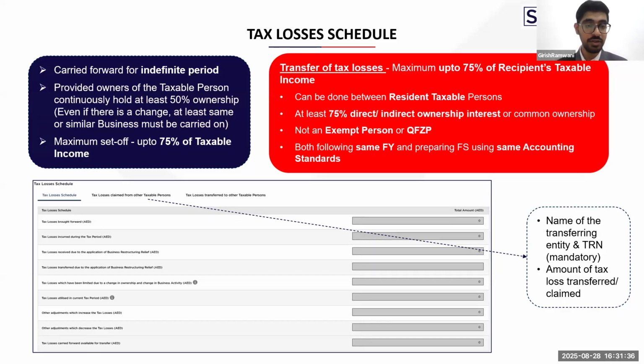In the beside schedule, you'll have to fill the tax losses claimed from other taxable persons or where you are transferring to other taxable persons. The details that would be required are the name of the transferring entity and the TRN. Again, TRN is mandatory because they are going to cross verify the tax return of the other company to whom tax loss has been transferred or from whom the tax loss has been received to ensure that it has been appropriately done. And the amount of tax loss that is transferred also needs to be disclosed.